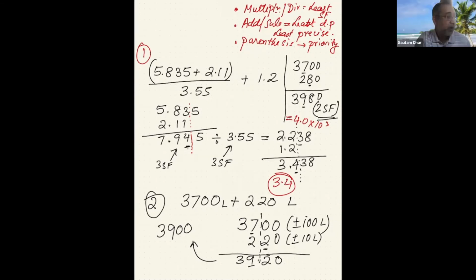So what you need to do is apply this. At the top, I have that in red: when you multiply or divide, use the least significant figures. When you add or subtract, use the least number of decimal places. DP is decimal place. And parentheses has the priority.